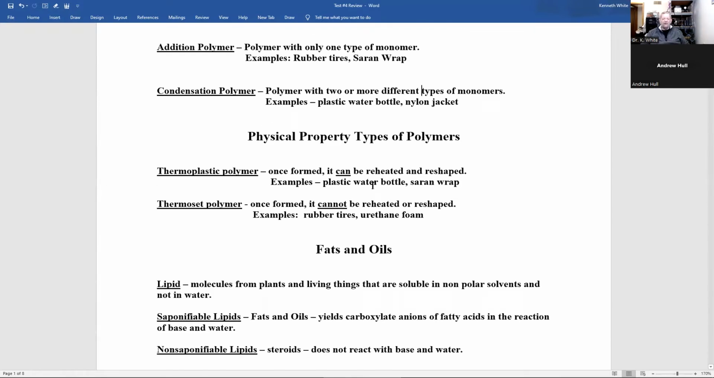All right, now the other way of classifying polymers is by physical property. The two types are thermoplastic and thermoset. You should know a thermoplastic polymer is a polymer that, once formed, can be reheated and reshaped. What that means is this plastic water bottle is a thermoplastic.